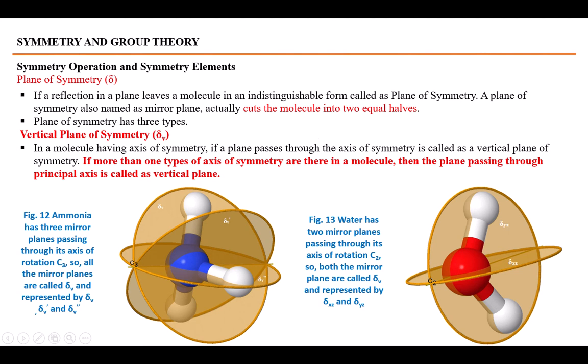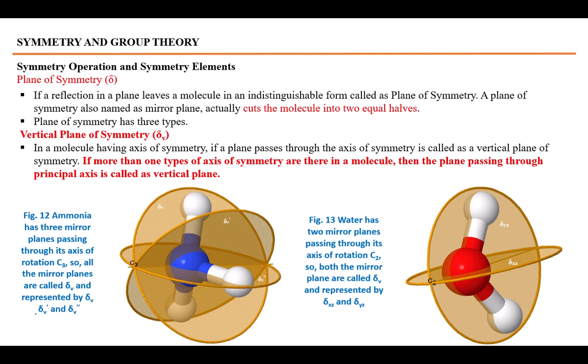Whenever you pass a plane through a molecule, if the first half is identical to the second half, it is called a plane of symmetry. There are three types of plane of symmetry. Vertical plane of symmetry: if a plane of symmetry passes through an axis of symmetry existing in a molecule, it is called a vertical plane of symmetry.